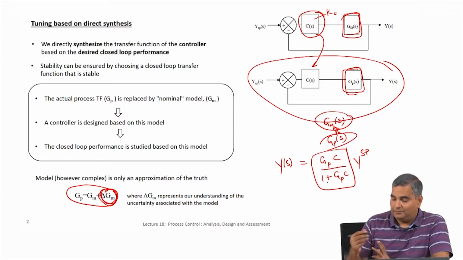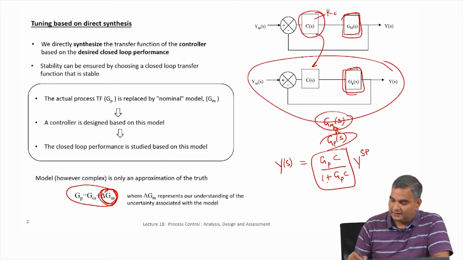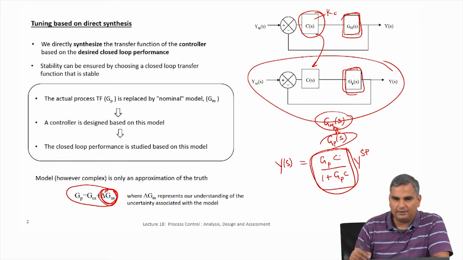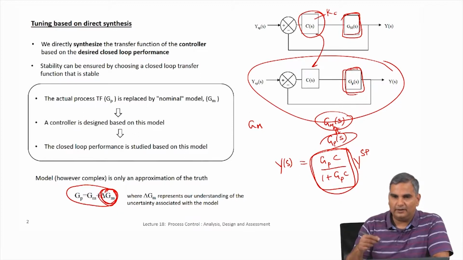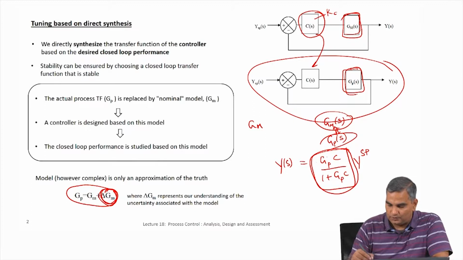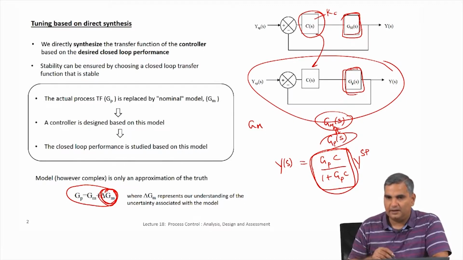So, ultimately you have to remember that the performance of the real implementation, the real plant performance, is actually dictated by this, and we never know exactly what the GP is. We have a surrogate for that GP, which is GM. So, typically what we do is tune a controller based on GM, and all the analysis of how well the controller will do is based on this, where we again assume GP is GM because we do not know what GP is.